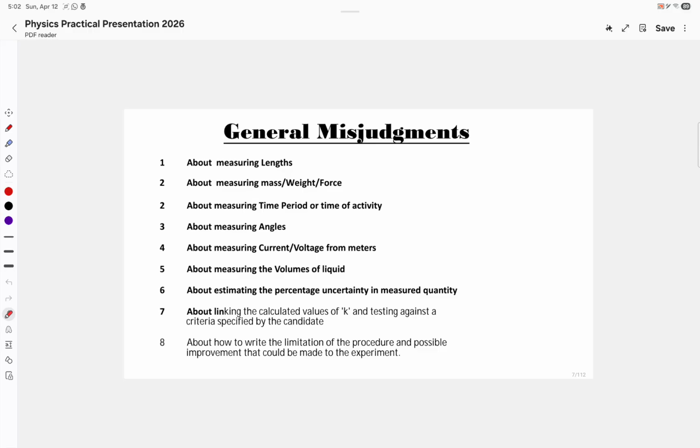Now we will exclusively talk about measuring lengths, how we are going to measure a length and write down the answer in the question paper. For this I have taken several examples from past year questions to help clear this idea of measuring length.